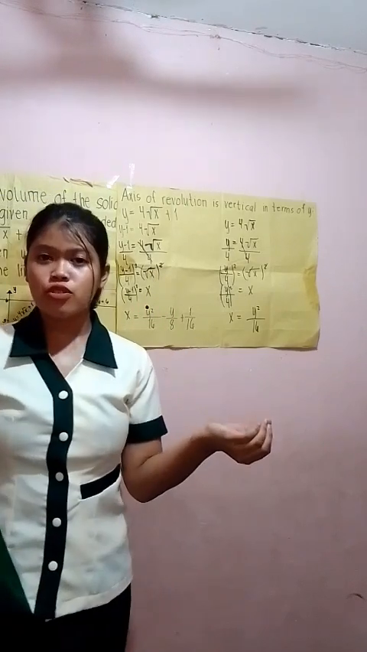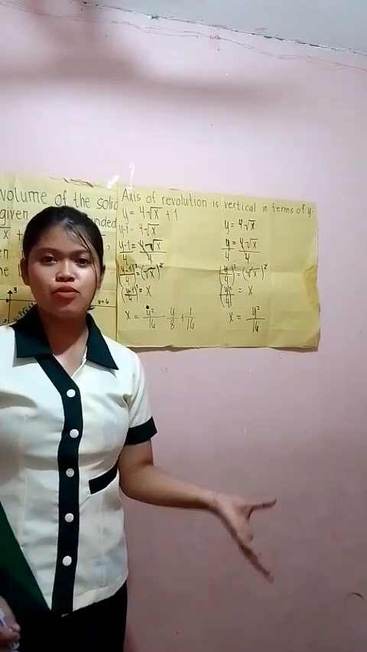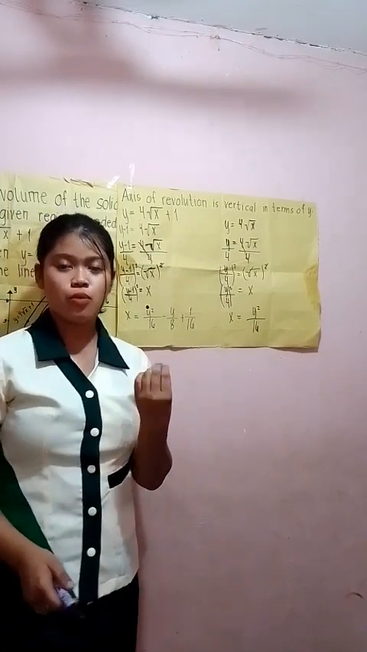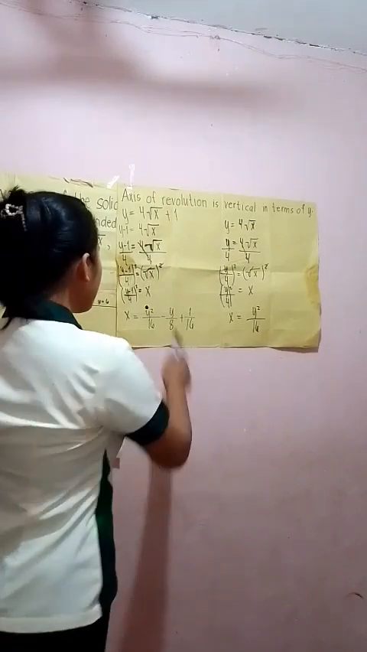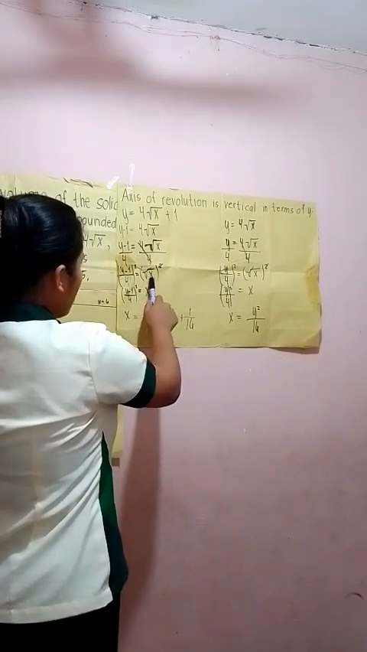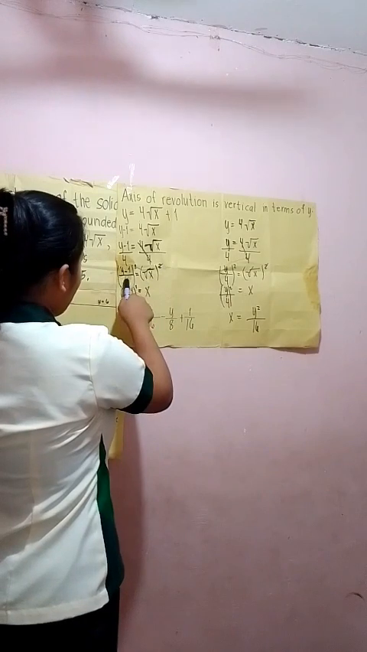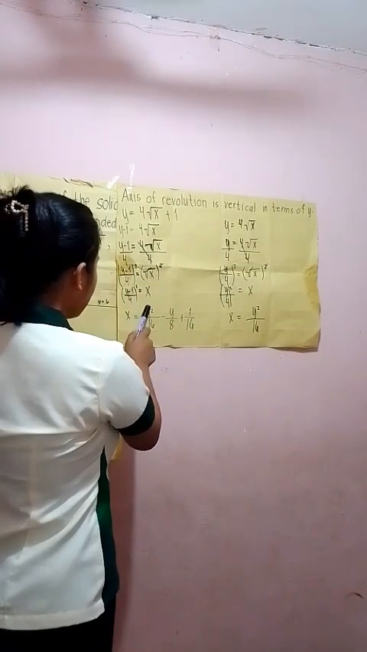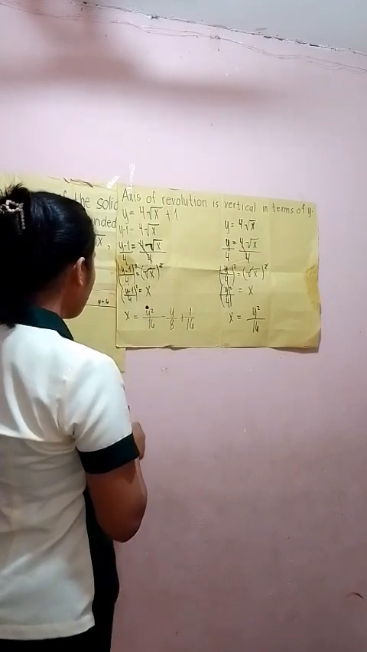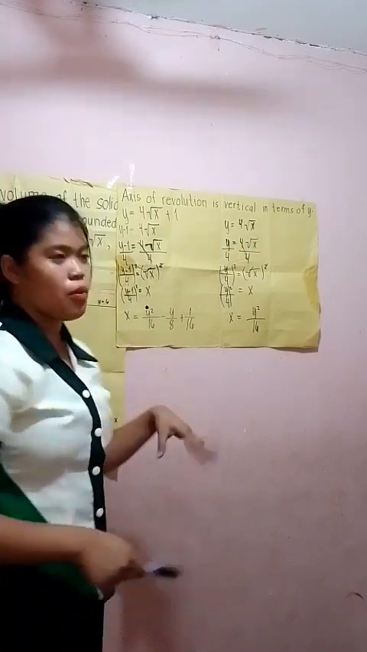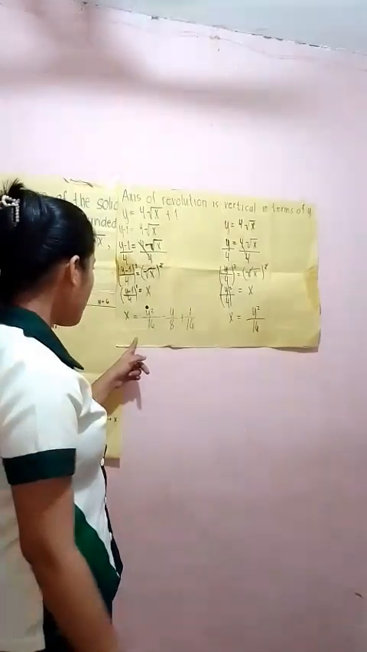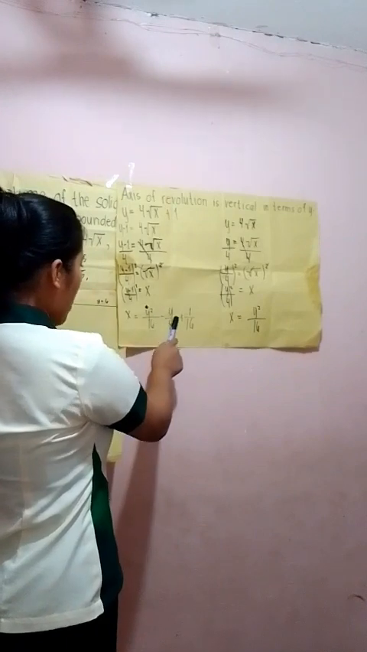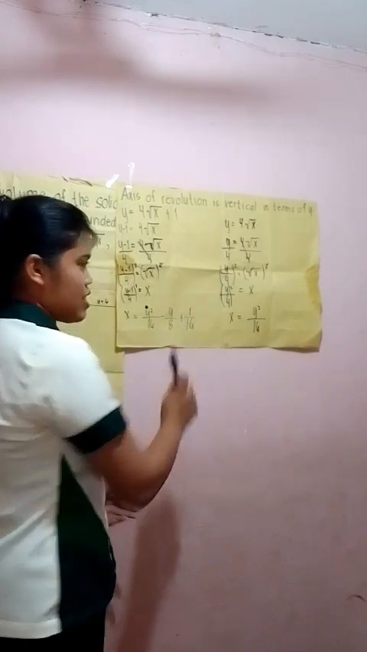So in order to remain x, we will square both sides. So this will become now the square root of x squared is equal to y minus 1 over 4 squared. So x is equal to y minus 1 over 4 squared, or we will expand this. This will become now x is equal to y squared over 16 minus y over 8 plus 1 over 16.